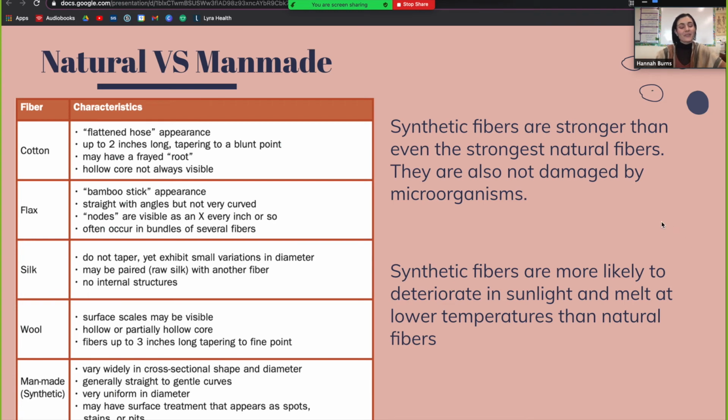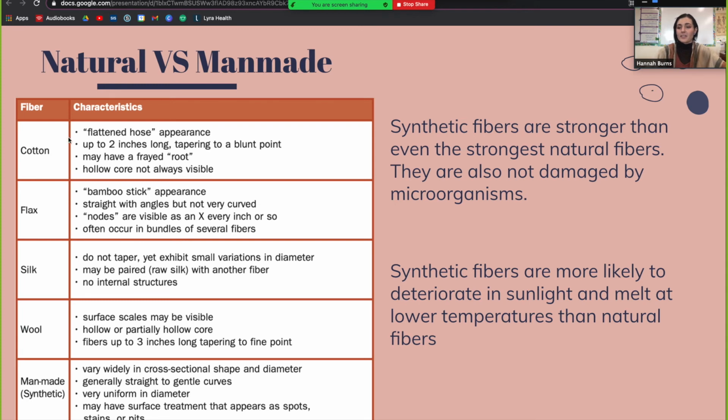So going into a comparison of natural versus man-made, there are some key differences between the two. Synthetic fibers tend to be stronger than even the strongest natural fibers, which means they have much less tendency to break. They're also not damaged by microorganisms, so if any bacteria or mold were going to try to get into them, they wouldn't be damaged like a natural fiber might be. But synthetic fibers are more likely to deteriorate in the sunlight, and they melt at lower temperatures than natural fibers. So there is kind of a cost-benefit analysis.